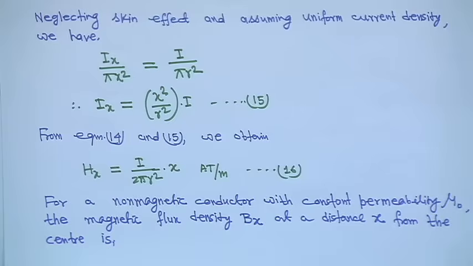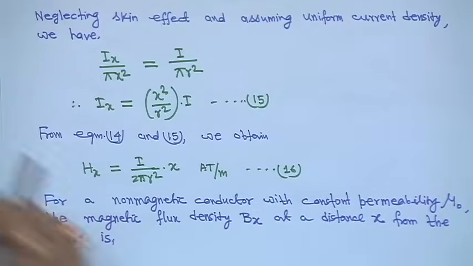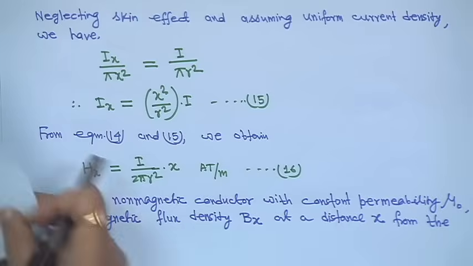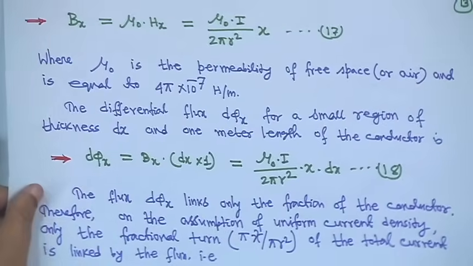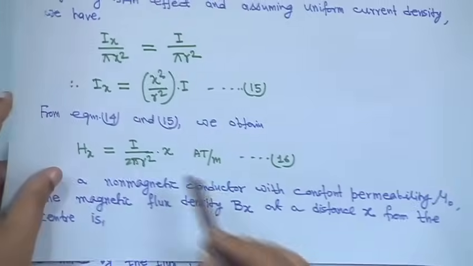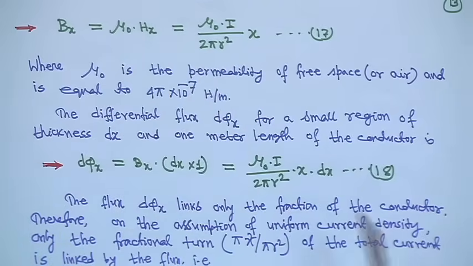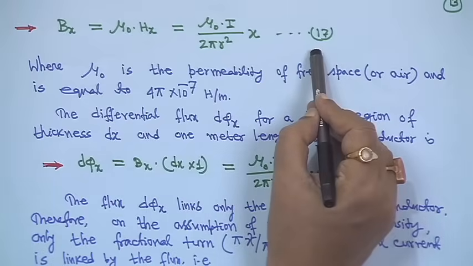For a non-magnetic conductor with constant permeability mu 0, what will be the magnetic flux density Bx at a distance x from the center? Bx is equal to mu 0 into Hx, and Hx is equal to I upon 2 pi r square into x. So, Bx is mu 0 into I upon 2 pi r square into x. This is equation 17.